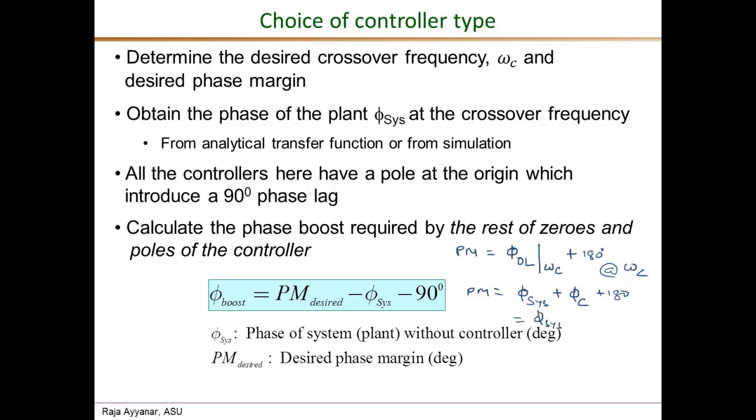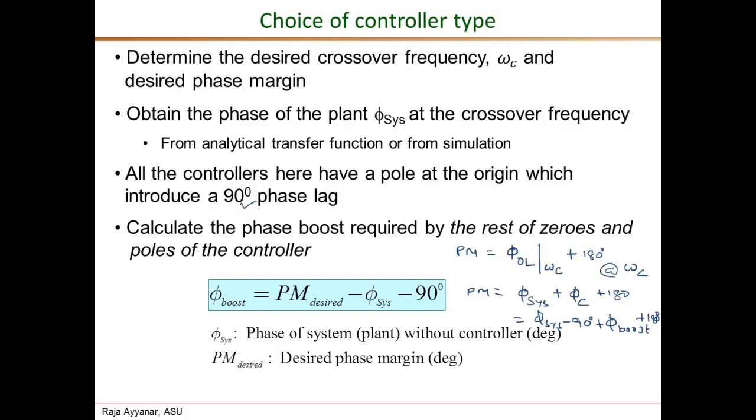The phase of the controller, we saw that all of them have this 90 degrees phase lag, so there is a minus 90 degrees component. And then what is provided by the pole zero pairs is the phi boost. So that minus 90 plus phi boost is phi c plus the 180 degrees from this equation. So this minus 90 plus 180 gives you plus 90, and then take the phi.